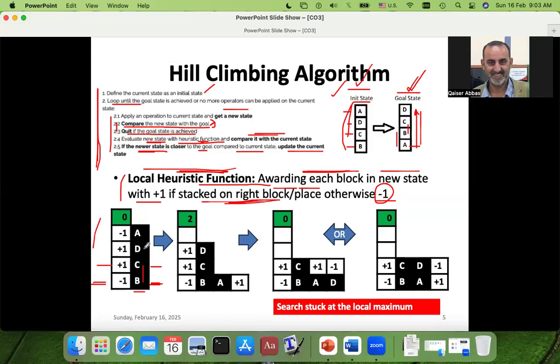And now this is our heuristic function. Our heuristic function is different. It is not less than or equal. We have the same algorithm and we are solving a different problem here, which can be a puzzle. So now D is on the right place. D is stacked on C. According to this goal, D is stacked on C, so that is the right place for the D. So then we are awarding +1 according to this local heuristic function.